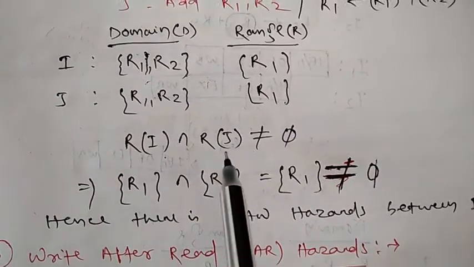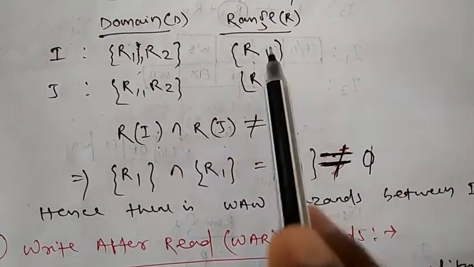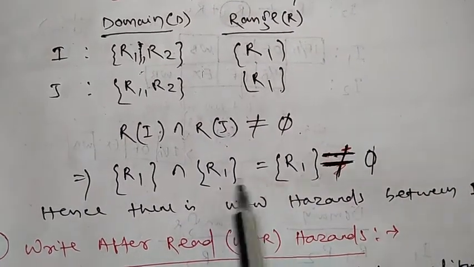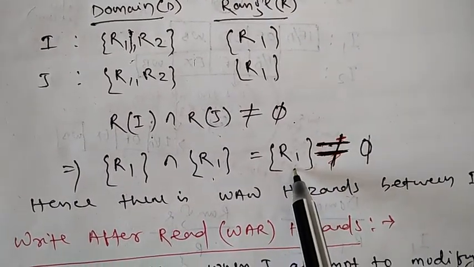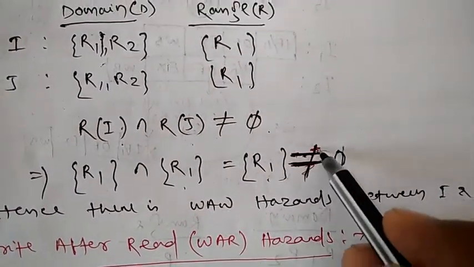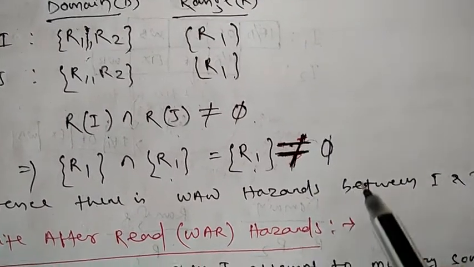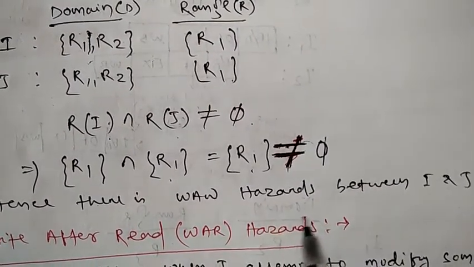So let's check there. Ri intersection Rj is not equal to null. So the Ri range is what? R1, and the Rj range is what? R1, and obviously it will create what? R1. If you intersect them with each other, then it will create R1. That means it is not equal to null. Not equal to null means what? It is creating hazards. If it is equal to null, then no hazard will be there.